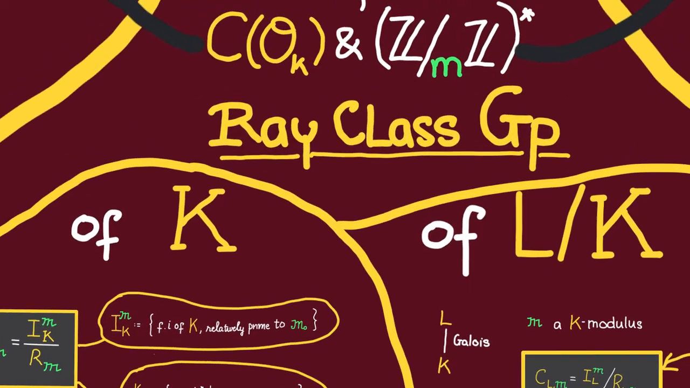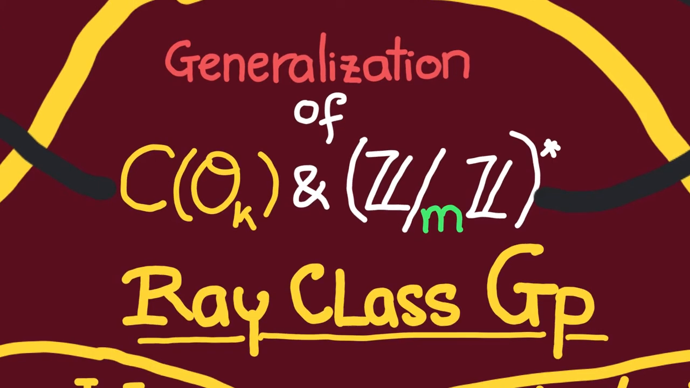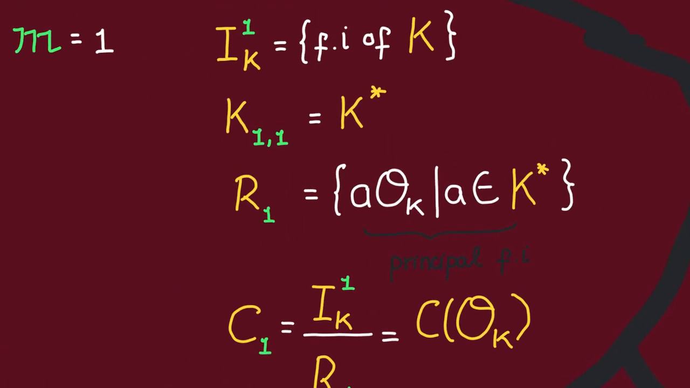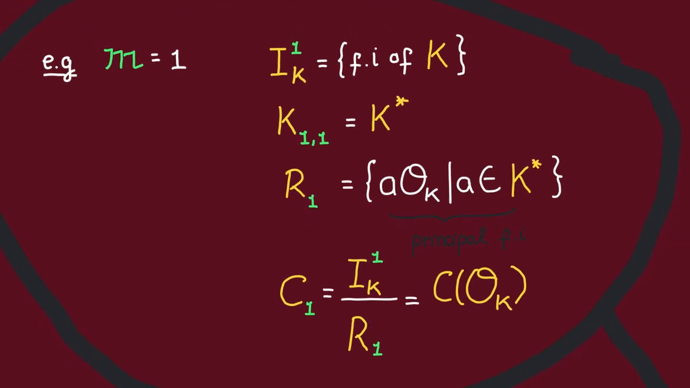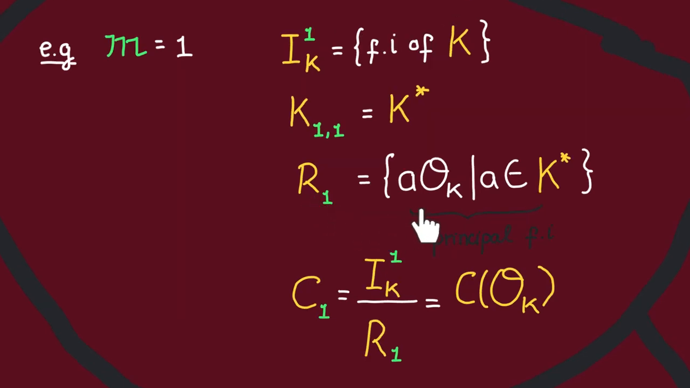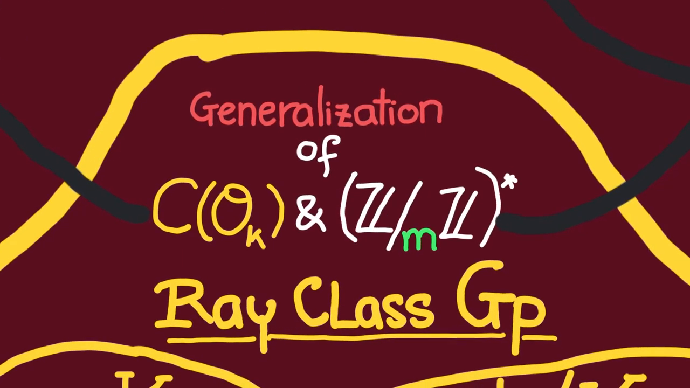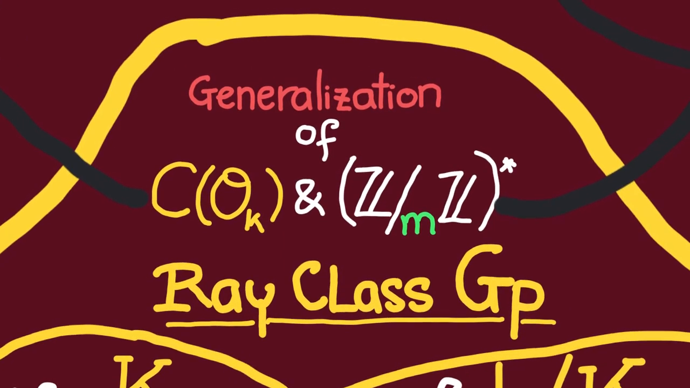Now, let us see that the ray class group is indeed a generalization of both the ideal class group and (Z/MZ)*. So let's start first with the ideal class group. Here we choose the modulus M to be 1. In that case, I_1 is just going to be the group of fractional ideals of K because there is no restriction. Similarly, R_1 is just going to consist of all the principal fractional ideals, and so C_1, being the quotient of the fractional ideals over the principal fractional ideals, is just going to be the ideal class group of OK. Thus, the ray class group indeed generalizes the notion of the ideal class group.